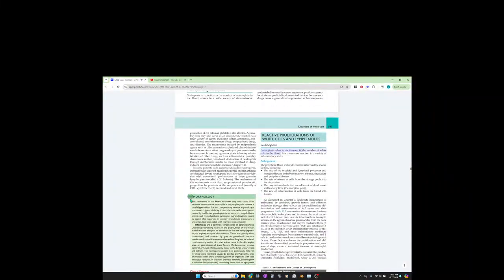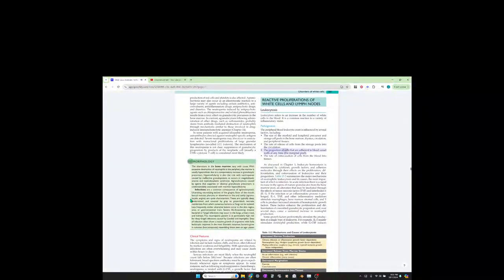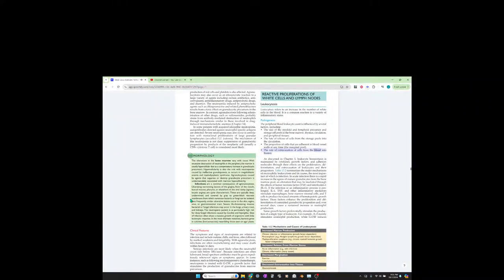Reactive proliferations of white cells and lymph nodes. Leukocytosis. Leukocytosis refers to an increase in the number of white cells in the blood. It is a common reaction to a variety of inflammatory states. Pathogenesis. The peripheral blood leukocyte count is influenced by several factors, including the size of the myeloid and lymphoid precursor and storage cell pools in the bone marrow, thymus, circulation, and peripheral tissues; the rate of release of cells from the storage pools into the circulation; the proportion of cells that are adherent to blood vessel walls at any time; and the rate of extravasation of cells from the blood into tissues.